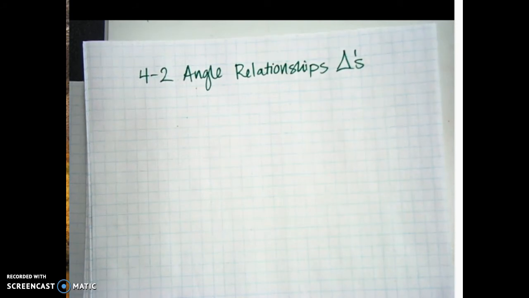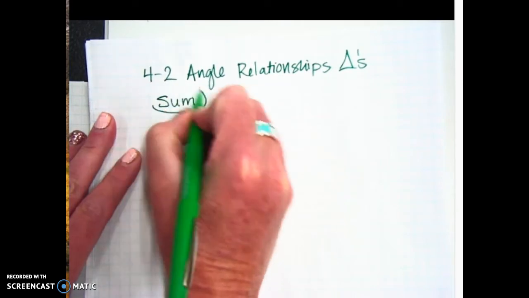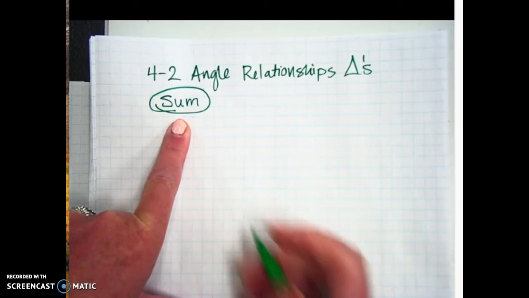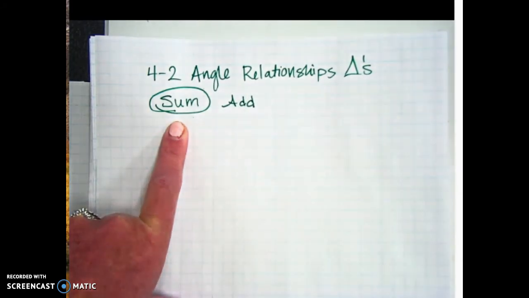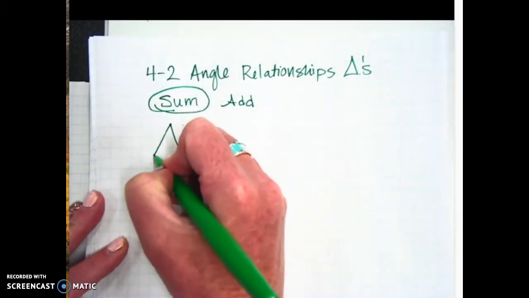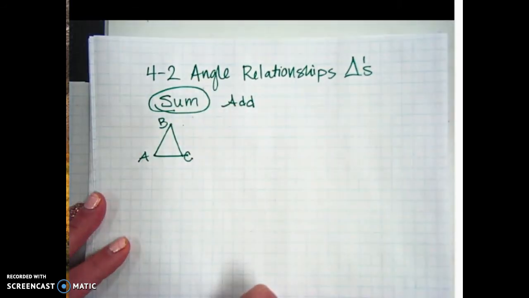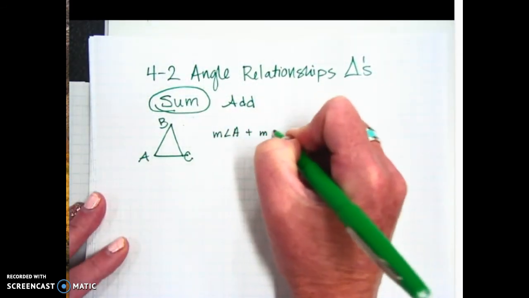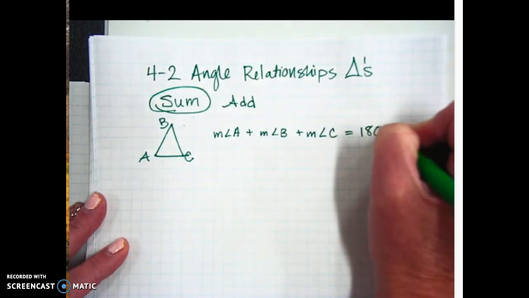The first one is called the Triangle Sum Theorem. Go ahead and circle that word sum. What does the word sum mean? Add, right? That means we're going to add all of the angles inside the triangle. What should they add up to? 180. Okay, so you're going to draw a little triangle, label its vertices A, B, and C. This theorem says that the measure of angle A plus the measure of angle B plus the measure of angle C is equal to 180 degrees.